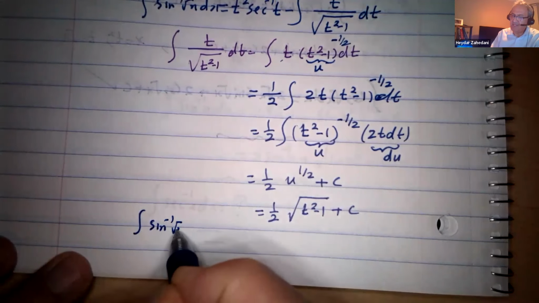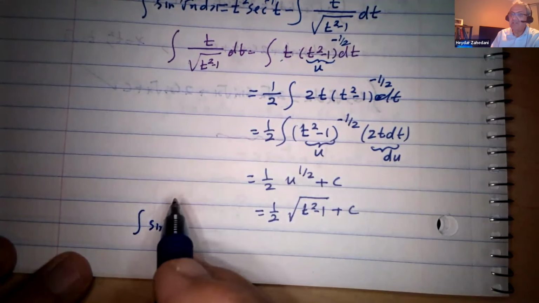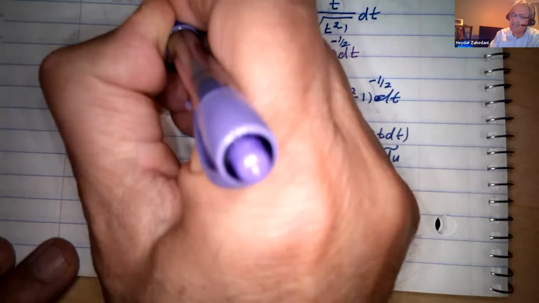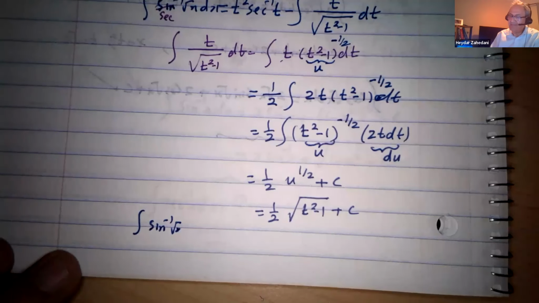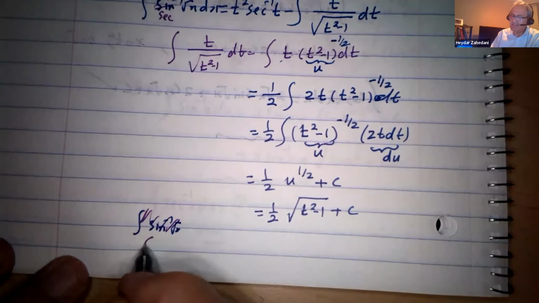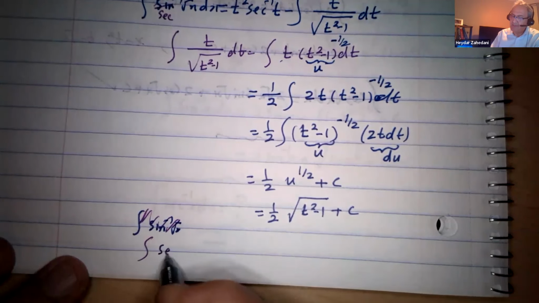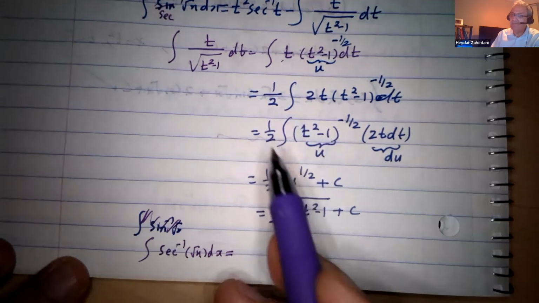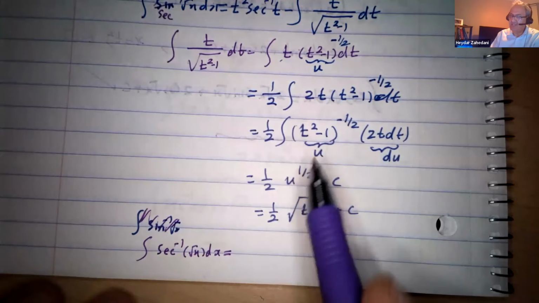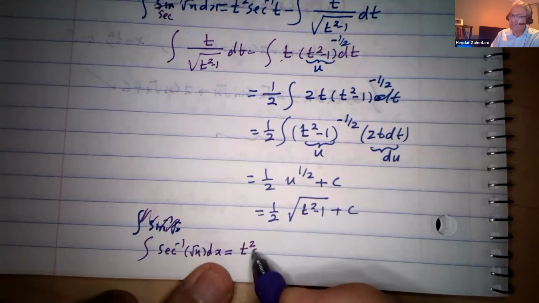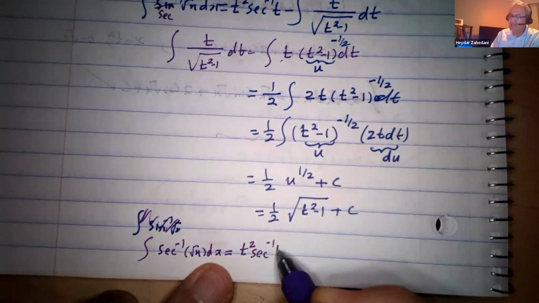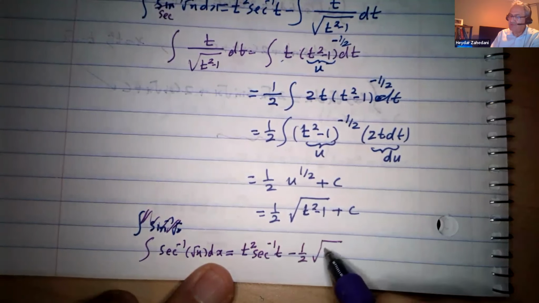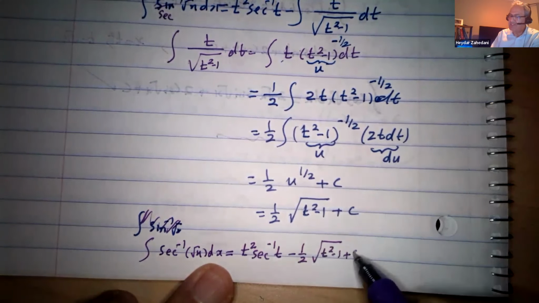Sine inverse of the radical x. Sorry, is it sine inverse? No, secant inverse. Okay, so this is a very popular problem. So secant inverse of the radical x dx, you end up with what? We have t squared secant inverse of t, now here, minus half square root of t squared minus 1 plus c.